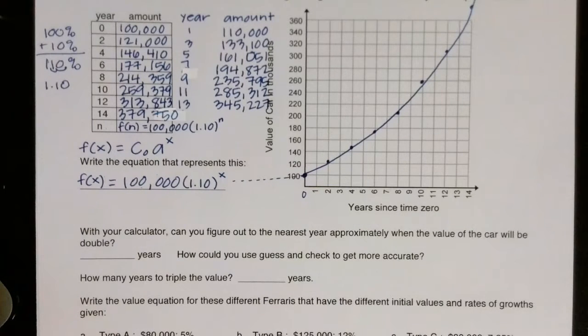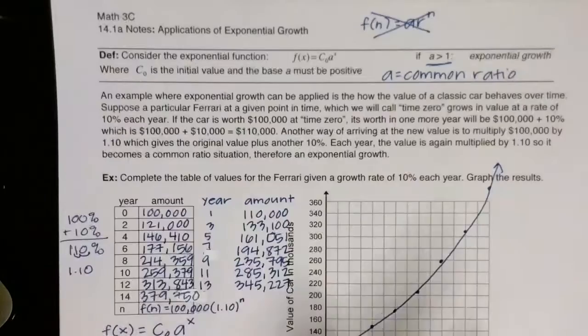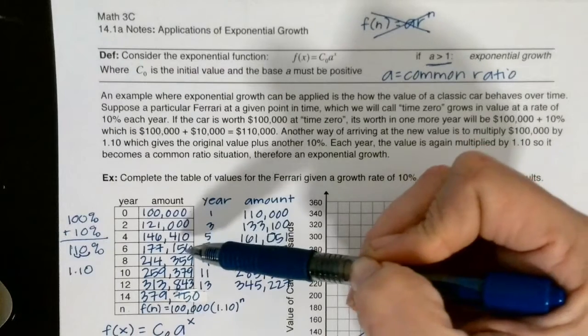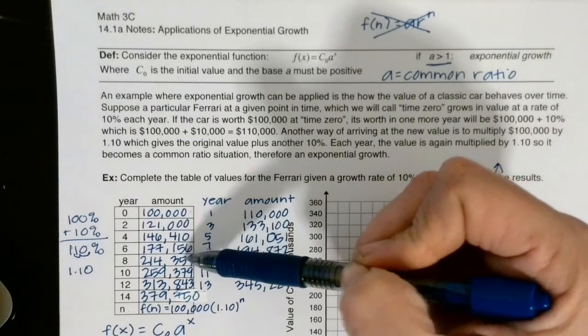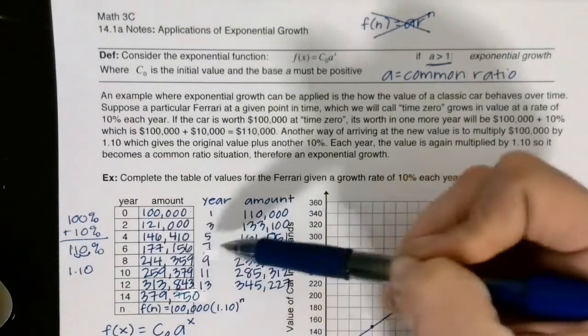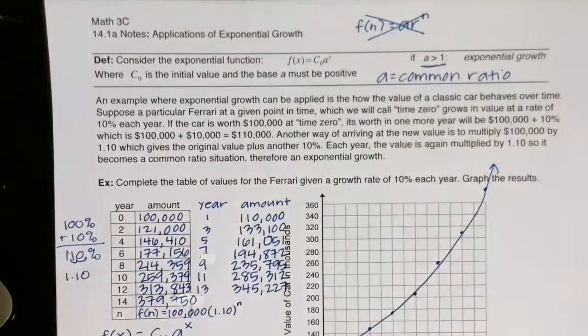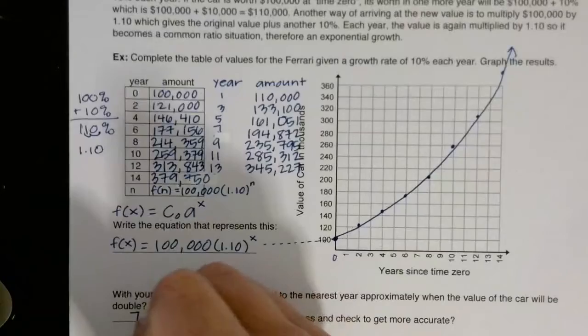So moving on, with your calculator, we're actually just going to do it with our brain and using the table. Can you figure out to the nearest year approximately when the value of the car will be double? So to the nearest year, we're looking here, it starts off at 100,000, double would be 200,000. Between year 6 and 8, 200,000 would fit. Over here to the nearest year, year 7, it's almost at 200,000. So we're going to do 7 years.